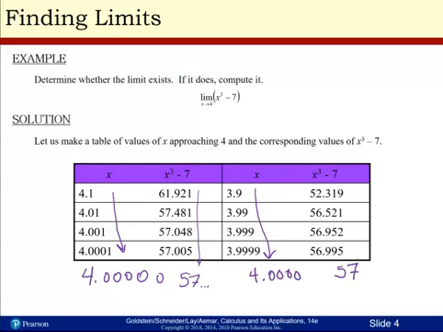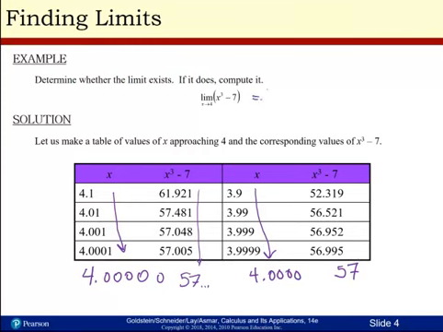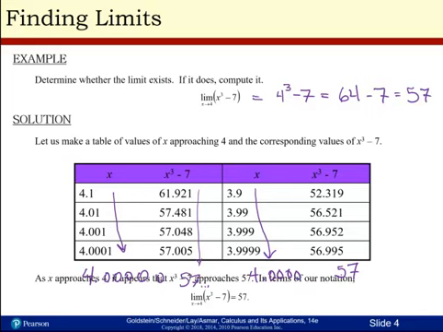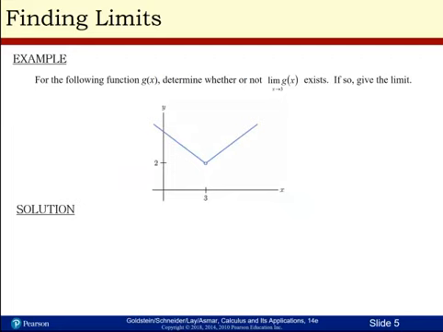And if you were to plug in the 4, and there's nothing wrong with me doing that, 4 cubed minus 7, I would see that I would get 64 minus 7, and that would indeed be 57. Let's see what we have next.